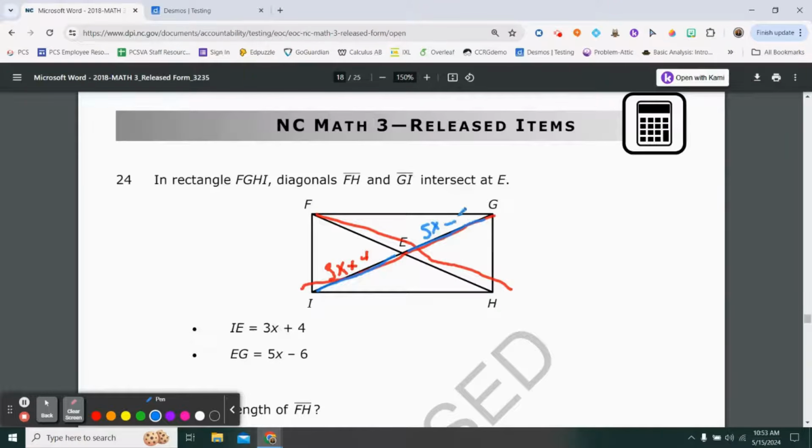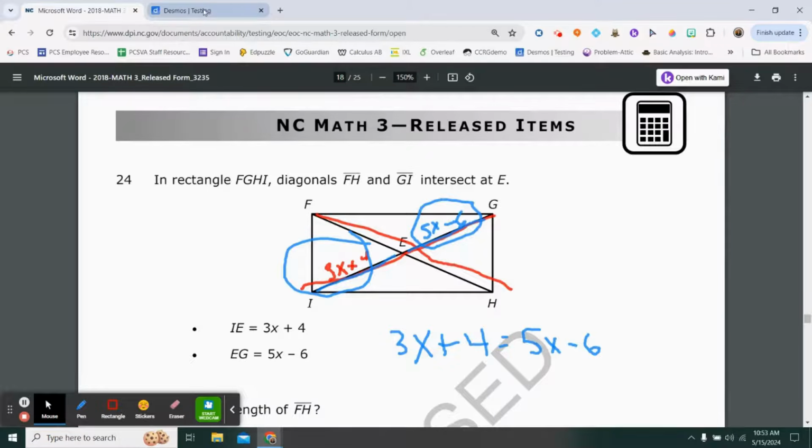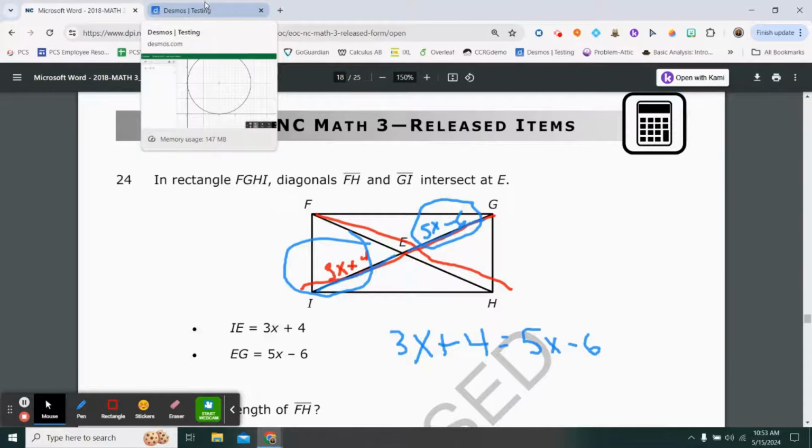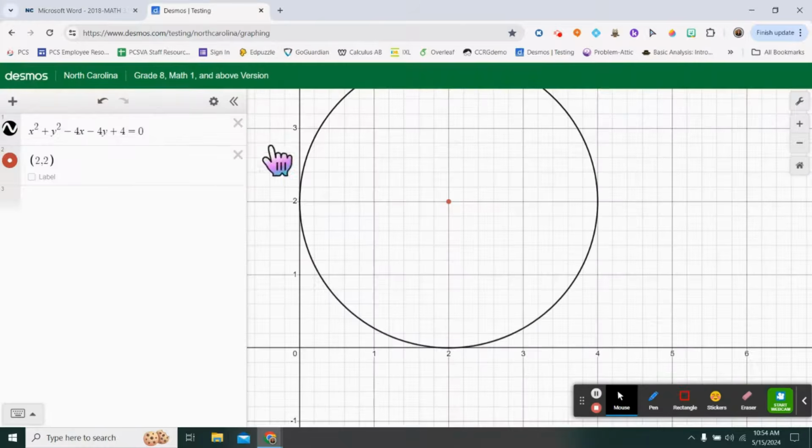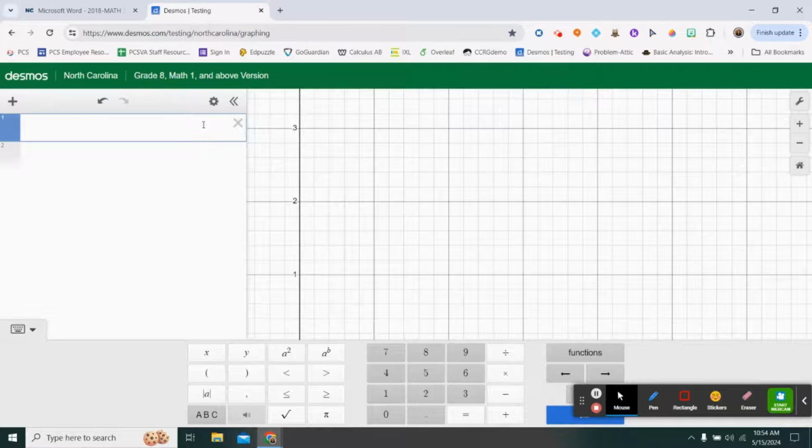The other thing you have to know is that the diagonals bisect each other, meaning they cut each other in half. So that would mean that this half is equal to that half. So I would do 3x plus 4 is equal to 5x minus 6. I know this handwriting is beautiful. And because I'm solving an equation, any equation you've set up, if you can set up the equation, you can do it by doing y equals the left and y equals the right.